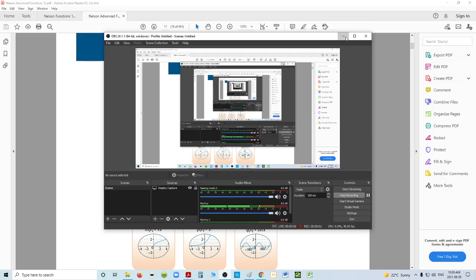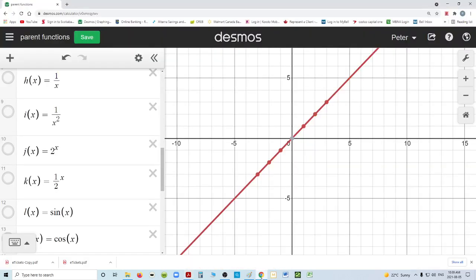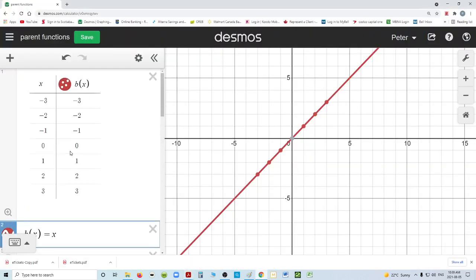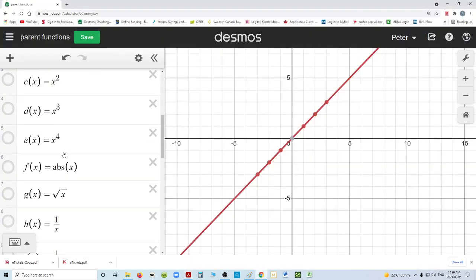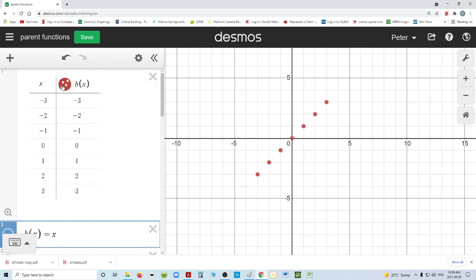So again, I tend to go on, and a good strategy is to play this at 2 times the speed until you get to the question you're interested in. But this 1.3 covers parent functions, and I'm going to put this in an attachment. On here on Desmos, I've done the most popular parent functions from the line to the parabola. I'll just turn off the dots there.